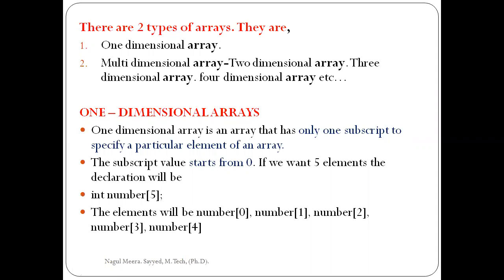One-dimensional array is one type of array. It consists of only one subscript to specify a particular element in the array. Simply, a one-dimensional array consists of only one subscript. The real-time example of a one-dimensional array is nothing but a vector matrix. What is the meaning of vector matrix? A vector matrix consists of only one column. So to represent that particular matrix, we are using a one-dimensional array.